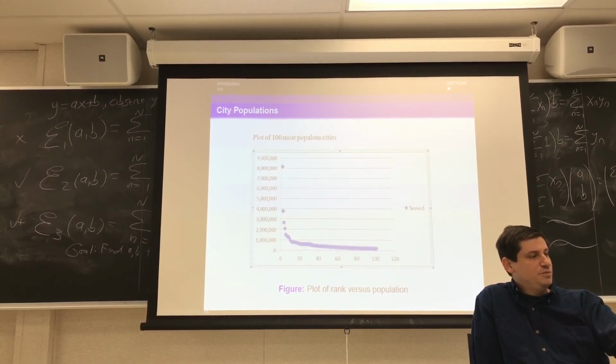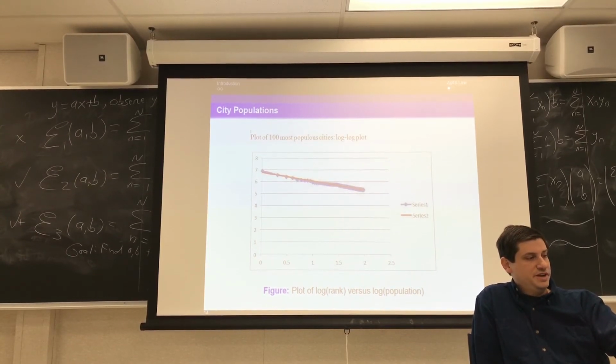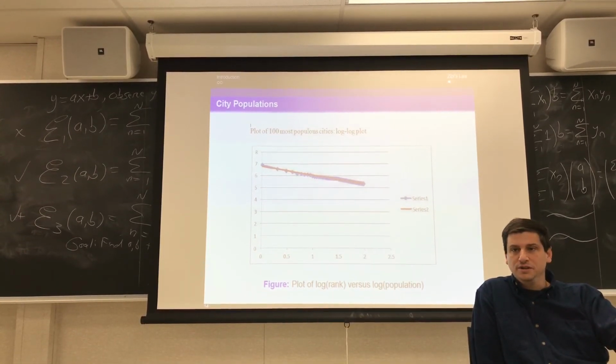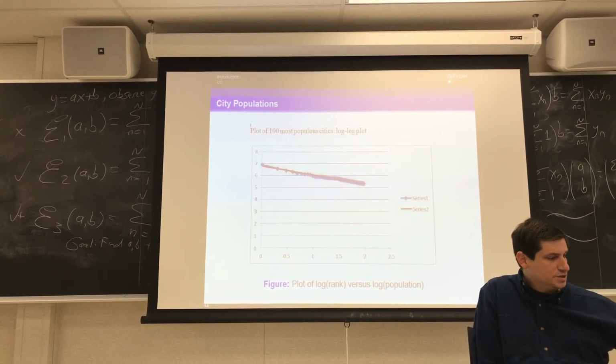So here is a plot of the 100 most populous cities. Here's a log-log plot. And again, you see an incredible fit. So this is the power of the method of least squares.